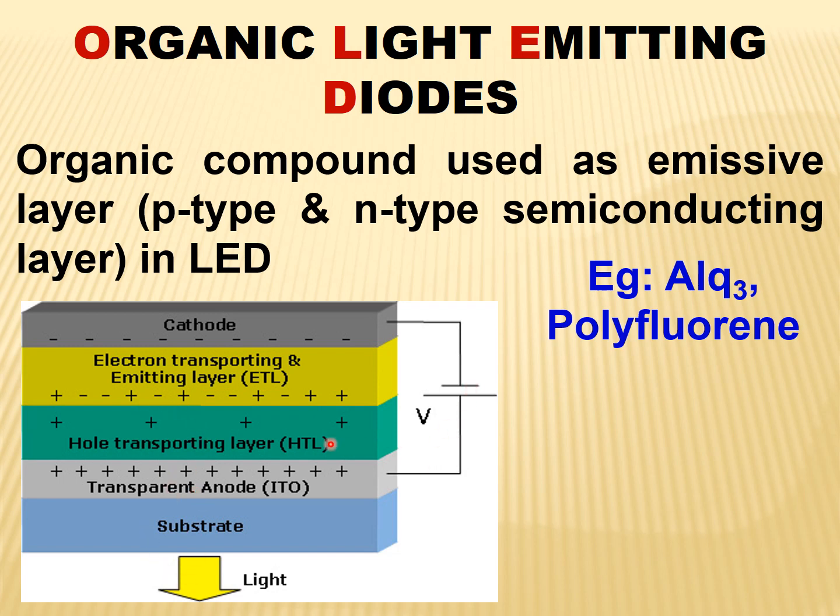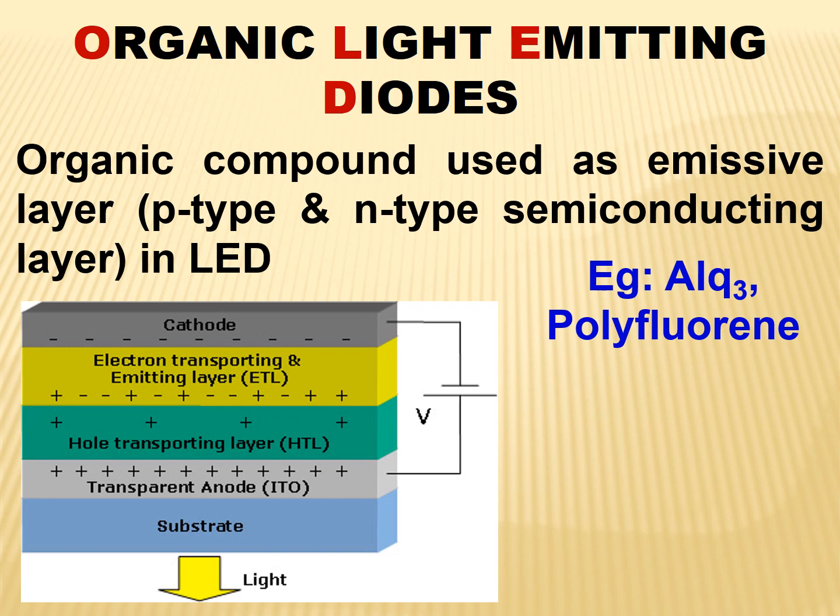When the voltage is applied, recombination or redistribution of electrons and holes takes place. That excess energy is released in the form of a radiation, and that comes out. So this is how an organic light emitting diode works, exactly like an LED. The only difference is that the p-type and n-type semiconductor layers are formed using organic materials. So this is how an organic light emitting diode works.